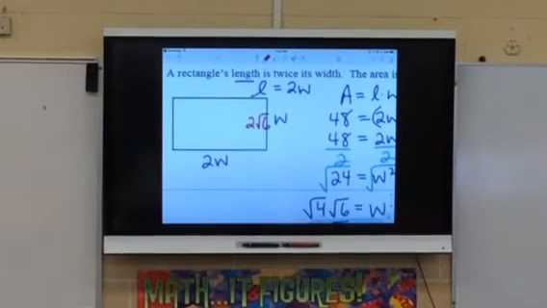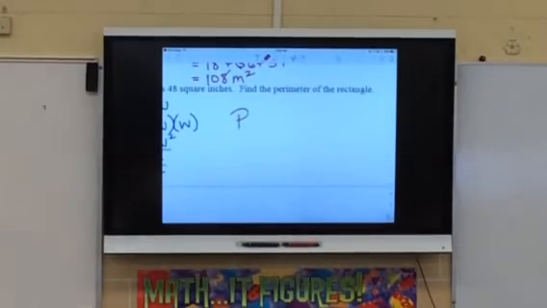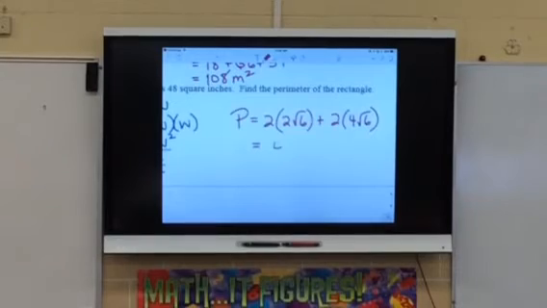If that's 2 root 6, how long is the length? 4 root 6. When you double, it doesn't change the radical part, it just multiplies the number in front by 2. So that would make this one 4 root 6. All right, so for perimeter, we're doing 2 root 6, 2 root 6s, and 2 4 root 6s. 4 root 6, 6 root 6, and 10 root 6.